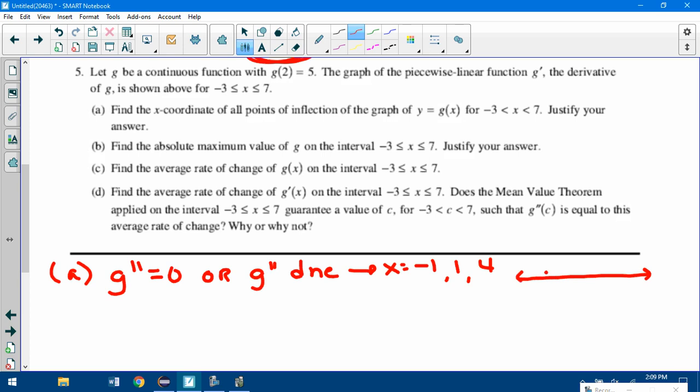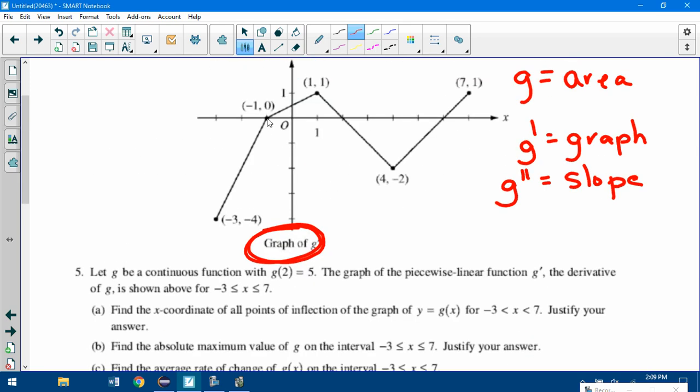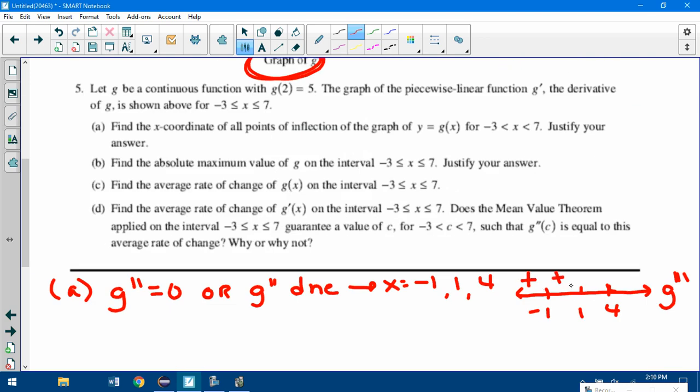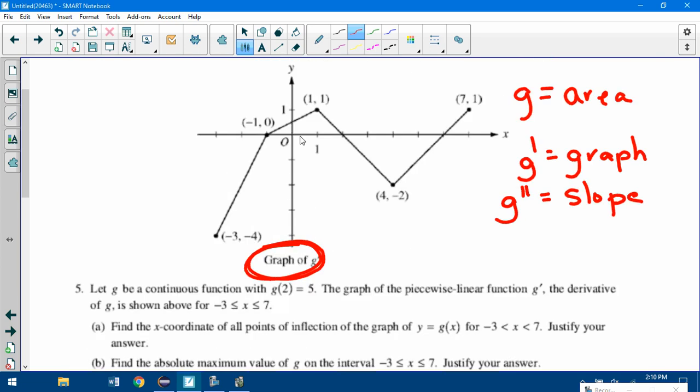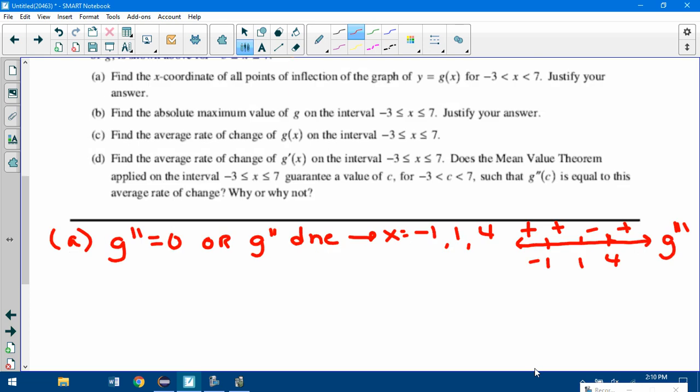So make a number line. Put -1, 1, and 4 on. Remember, this is a g double prime number line. So g double prime again is slope. So before -1, is the slope positive or negative? The graph's going up, so it's positive. After -1, it's also positive. It's still increasing, just at a different speed. So these are both positive, which means -1 is not a point of inflection. How about after 1? When the slope's negative, and after 4, it's positive. So what does that tell us? These two are points of inflection.